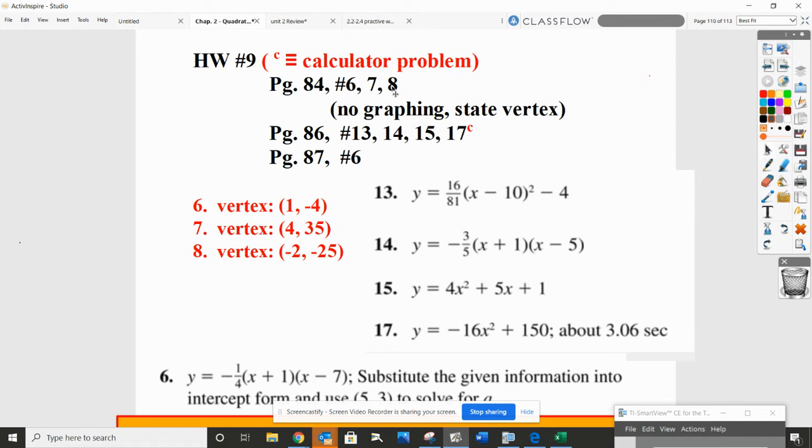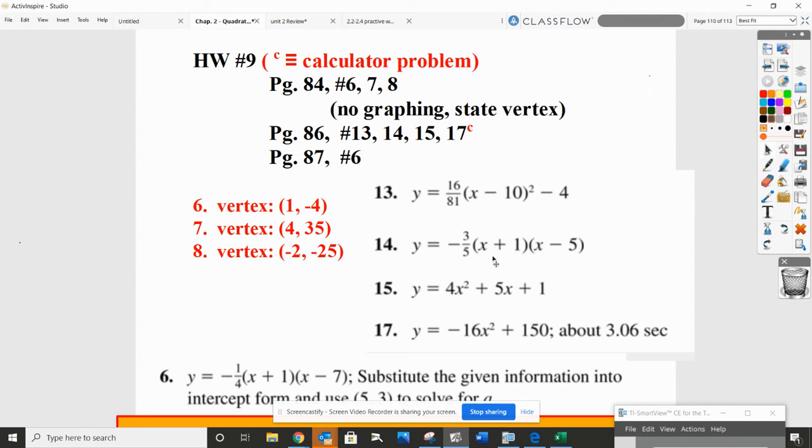For numbers 6, 7, and 8, I asked you to just locate the vertex using up, down, left, and right for vertex form. For 13, you were given a point and the vertex, so you will plug those values into vertex form and find A, which is 16 over 81. Okay, that can't be simplified anymore.